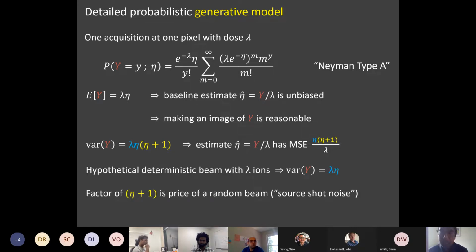Now, if the beam was not a Poisson distributed number of incident ions, but instead it was deterministically exactly lambda ions, then the variance of y would be lower. It would just be lambda times eta instead of lambda times eta times eta plus 1. So this factor of eta plus 1 is the price of having a random beam, which we sometimes call the source shot noise. And we want to not have to put up with this extra factor of eta plus 1. You could also say that extra factor of eta plus 1 was the difference between the linear and quadratic curves that I gave you in that earlier preview.